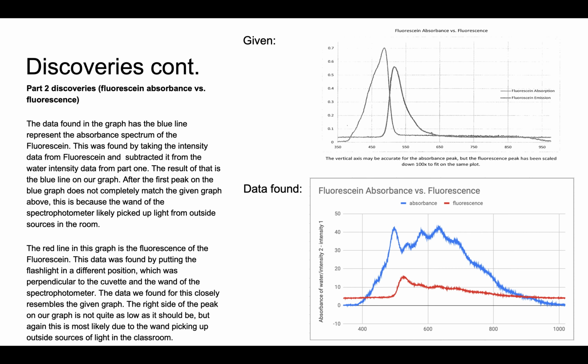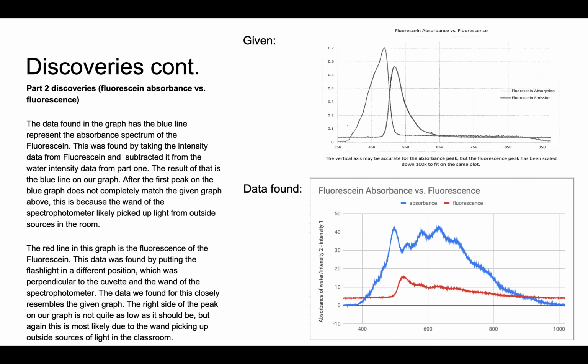For the second part of our lab, we found the data, and these graphs gave us the blue line, which showed us the absorbance spectrum of the fluorescein. This was found by taking the intensity data from the fluorescein and subtracting it from the water intensity data from part 1. The result of that is the blue line on the graph. After the first peak, the blue graph does not completely match the given graph above. This is because the wand spectrophotometer likely picked up some outside light again from the window.